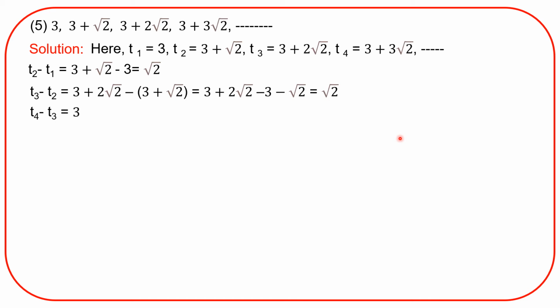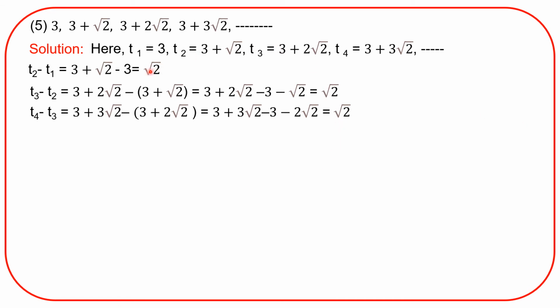T4 minus T3 is equal to 3 plus 3 root 2 minus into bracket 3 plus 2 root 2. Here we solve the bracket. When removing the bracket, signs are changed. 3 cancels. 3 root 2 minus 2 root 2. The answer is root 2.